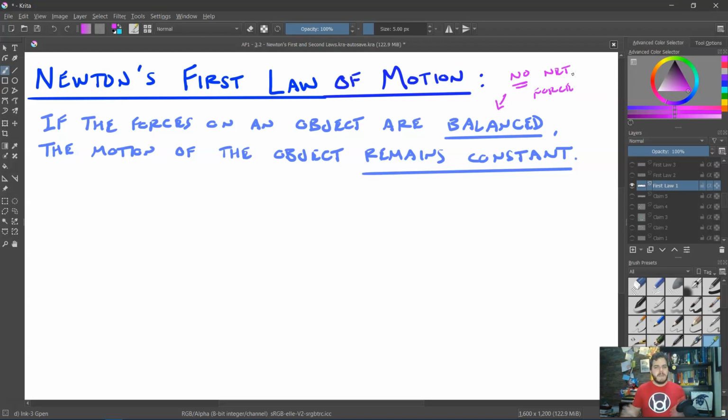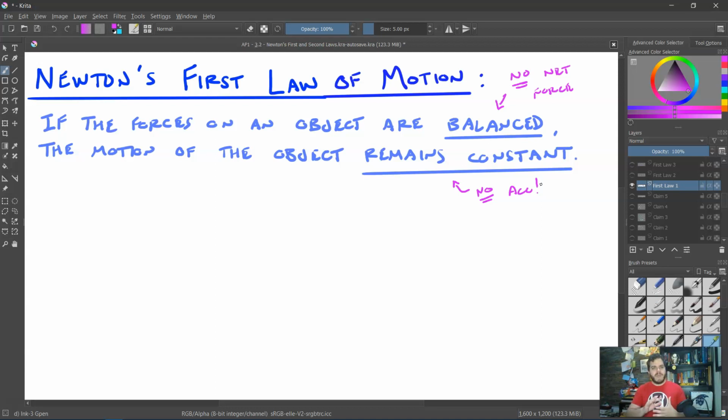All of the forces must sum up to zero. There can't be any additional piece. And we say the motion of the object remains constant. What we mean by that is no acceleration. No speeding up, no slowing down, no changing direction.